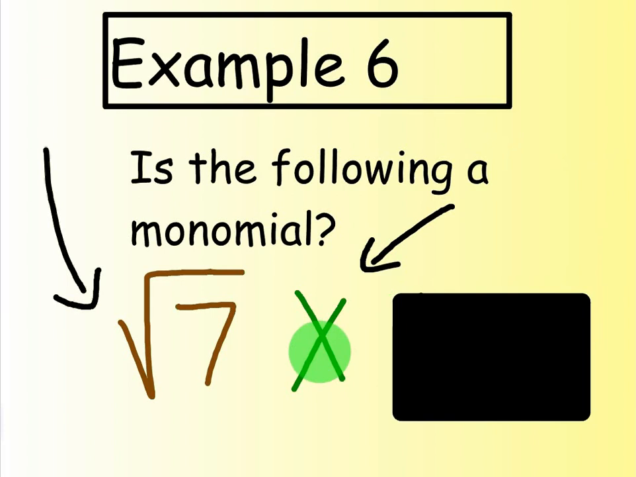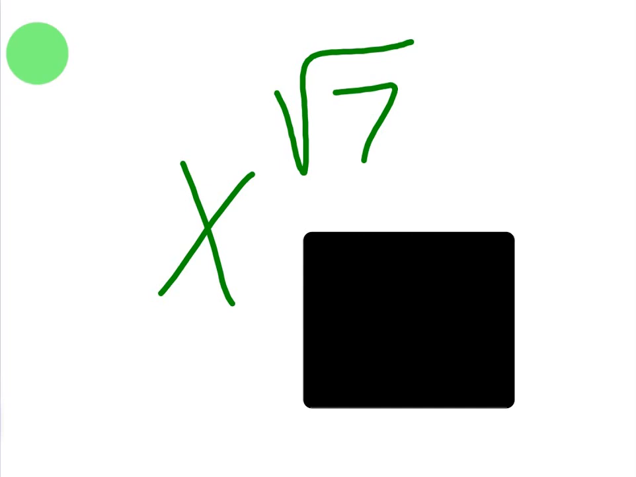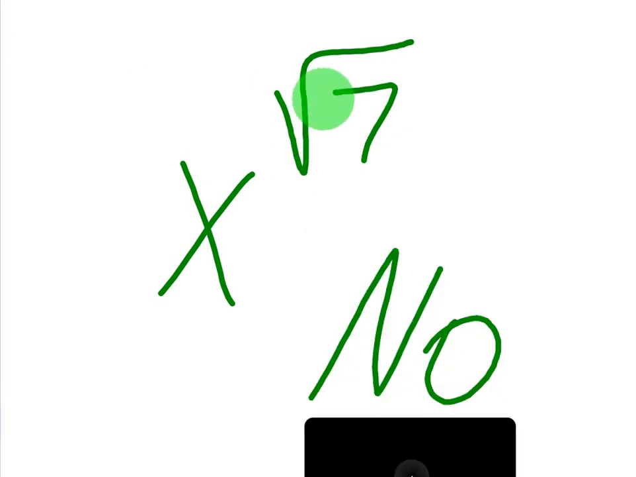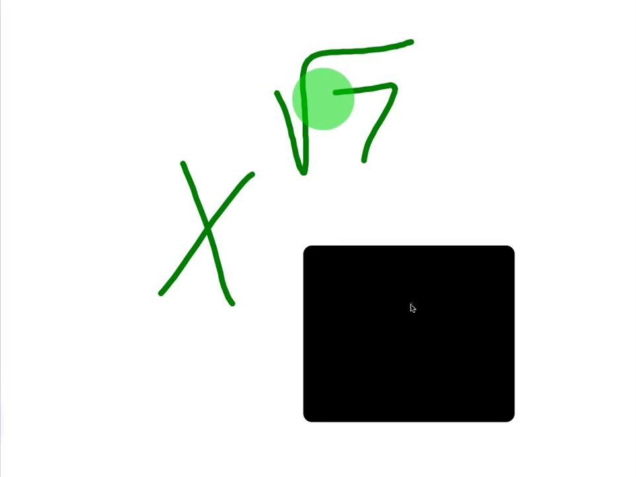Let's take a look at one more. Let's switch it. Let's take the square root of 7 and make it the exponent. Now we have something different because the exponent now is not going to be a whole number, right? It's going to be a decimal. In fact, I think it's a decimal that goes on forever. But nevertheless, it's an exponent. It's going to become a decimal, which is not a whole number, and therefore this is not a monomial.